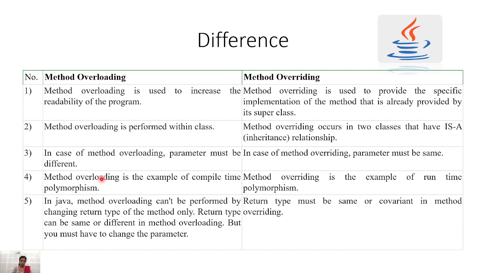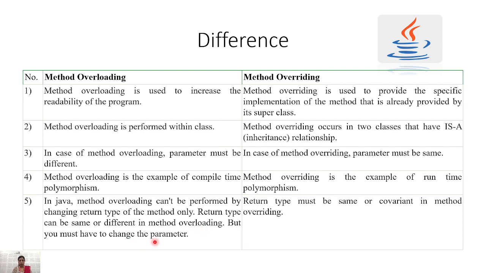In method overloading, parameters must be different, but in overriding, the parameters must be the same. Method overloading is an example of compile time polymorphism, while method overriding is an example of runtime polymorphism. You can say overloading is static binding, and overriding is dynamic binding. Overloading cannot be performed by changing the return type of the method only. The return type can be the same or different in method overloading, but you must change the parameters.